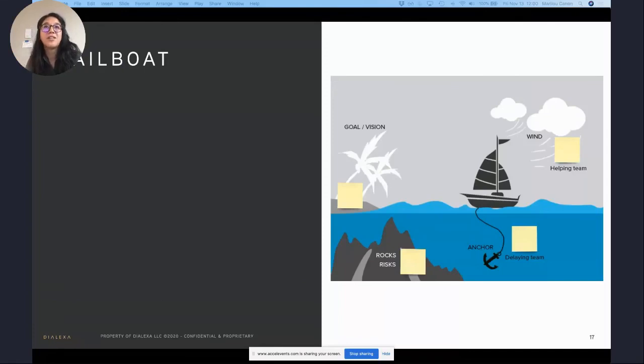I've also done retros where we pass a beer around if it's later in the afternoon, if that was acceptable to the team lead.